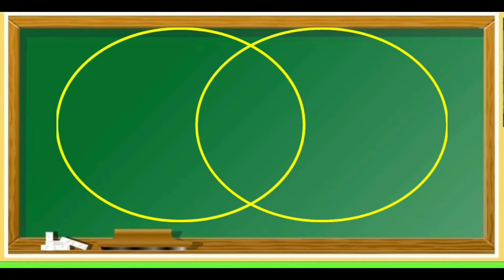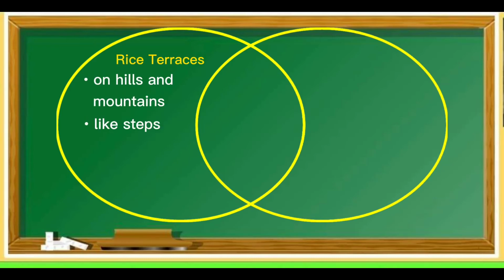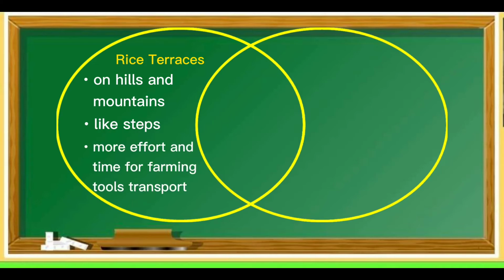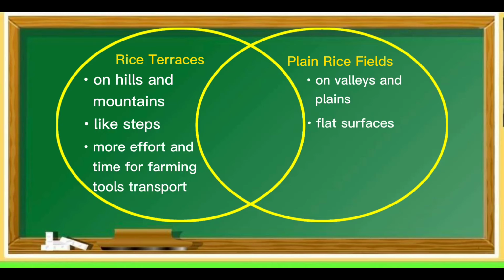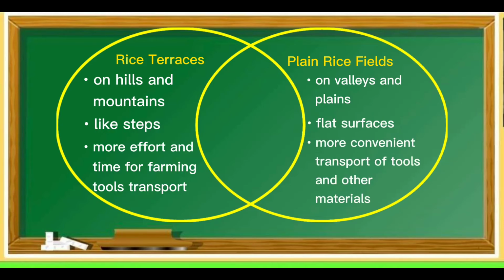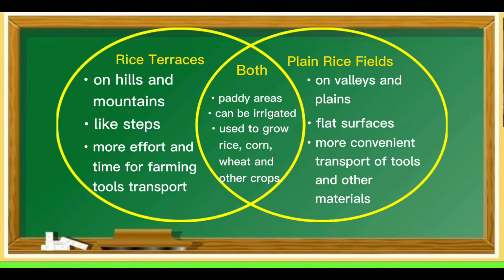Based on the diagram, rice terraces can be found on hills and mountains. They are like steps. They need more effort and time for transporting farming tools, while plain rice fields can be found on valleys and plains. They have flat surfaces. They are more convenient for transporting tools and other materials. Rice terraces and plain rice fields are both paddy areas. They can be irrigated. They are used to grow rice, corn, wheat, and other crops.